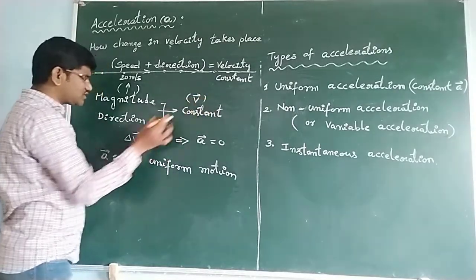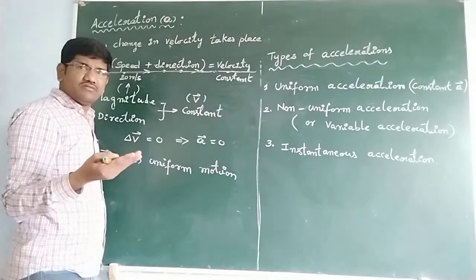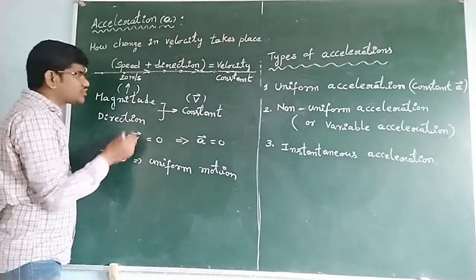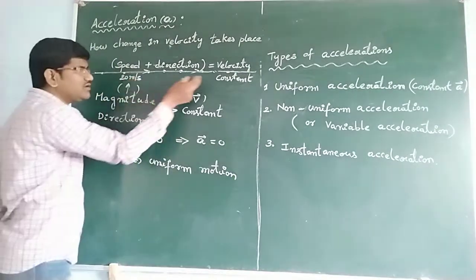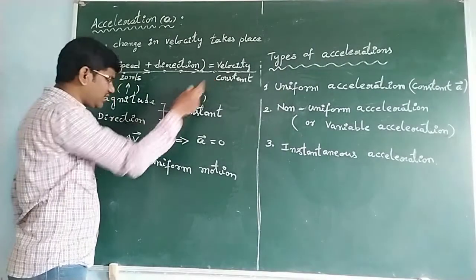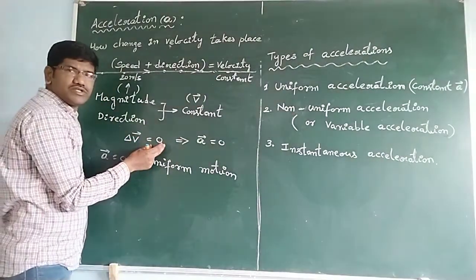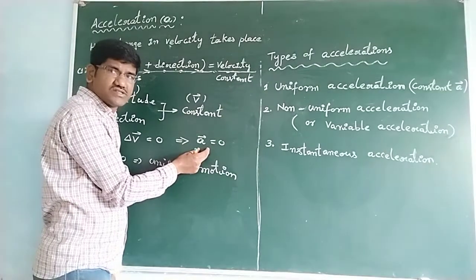So when velocity is constant, the change in velocity is 0. Because the initial velocity is 20 meters per second, and the final velocity is also 20 meters per second, so the change in velocity is 0. Change in velocity 0 means acceleration is 0.